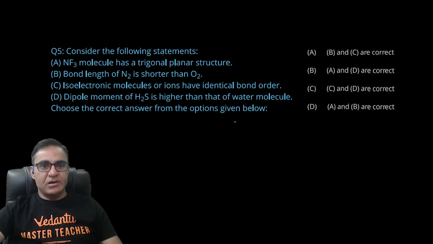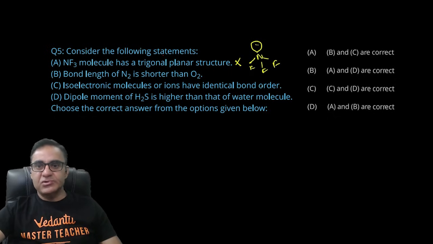In this question, there are actually four statements written out there. We need to find out which statement is correct. NF3 molecule has a trigonal planar structure. Galat hai, because NF3 is pyramidal. It's an sp3 hybridized molecule and one lone pair is present at the central atom. Therefore, it has a pyramidal shape. So A is wrong. All right, A is not a correct statement.